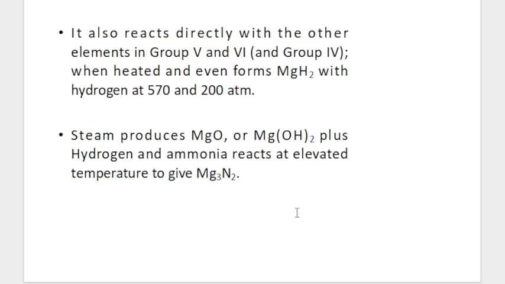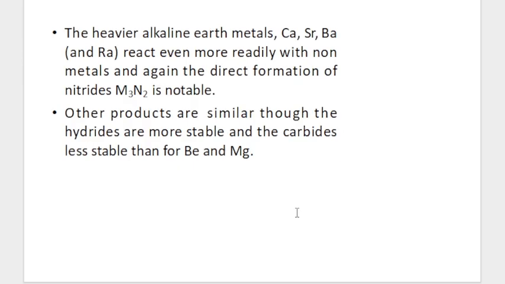It also reacts directly with other elements in group 5 and group 6 when heated, and even forms magnesium hydride with hydrogen at 570 degrees Celsius and 200 atm. Steam produces magnesium oxide or magnesium hydroxide plus hydrogen, and ammonia reacts at elevated temperature to give magnesium nitride.